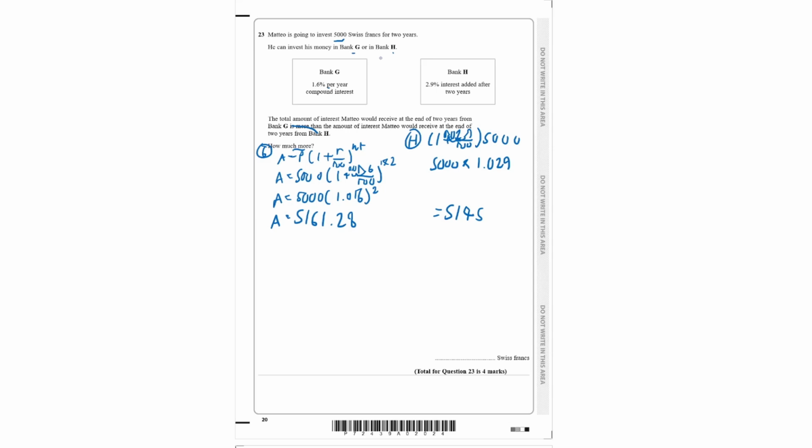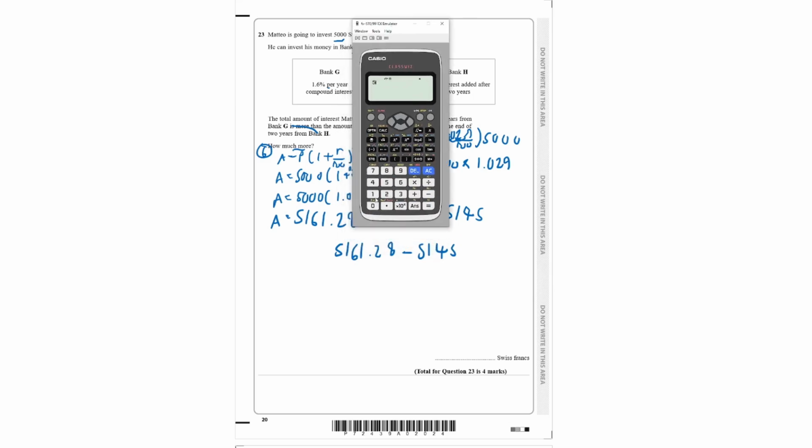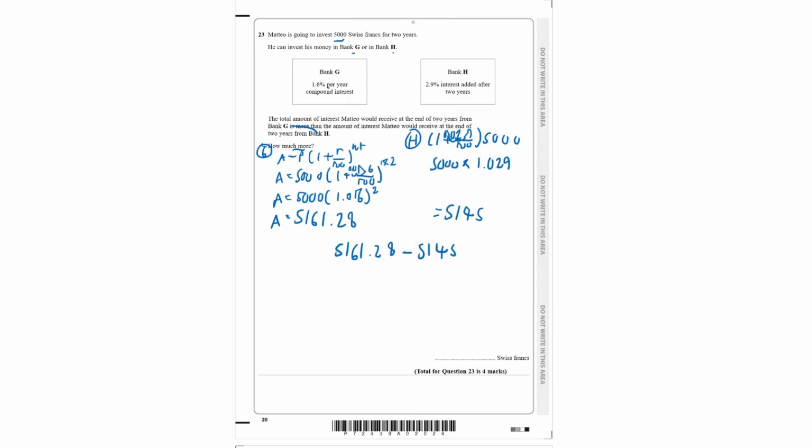And now that we have how much money he receives from Bank G and how much money he receives from Bank H, we can simply find the difference as 5161.28 minus 5145. And we can use our calculator here for our final answer. 5161.28 minus 5145 gives us 16.28 Swiss francs.